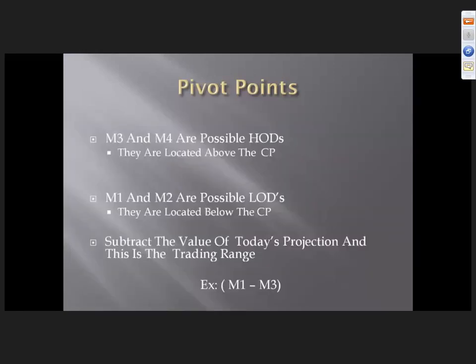Okay, write this down. M3 and M4 are possible highs of the day. They are located above the central pivot point. M1, M2 are possible lows of the day. They're located below the central pivot point. So if price breaks down, you expect it to settle in around M1, M2. Form a W, come back, retest the level, low retest candle, hold the level for 30 to 90 minutes.